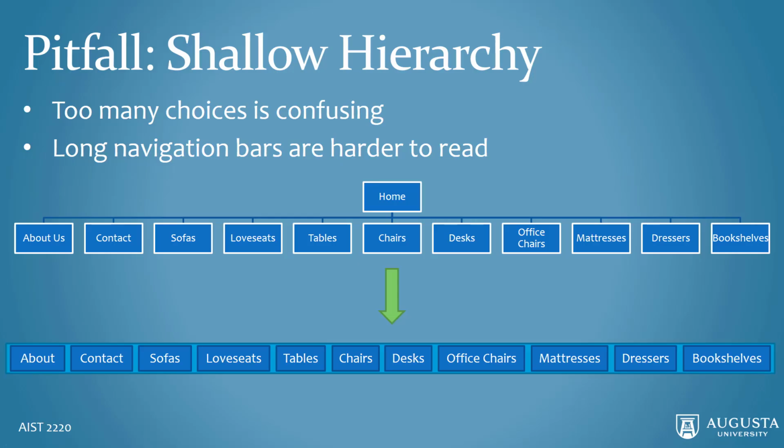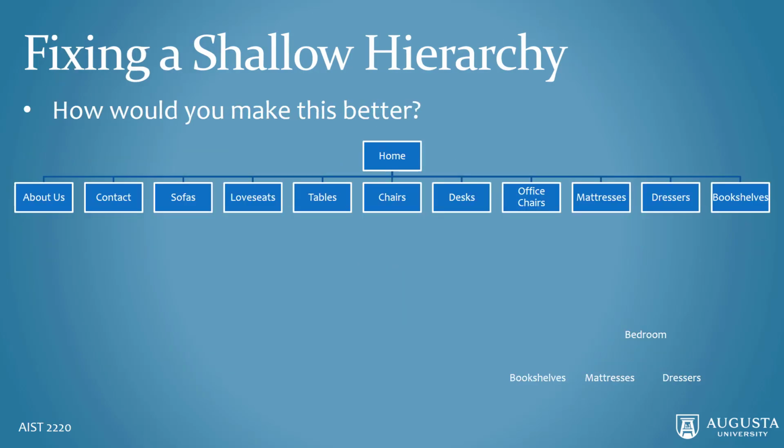This approach can be problematic for two main reasons. First, too many choices can overwhelm users. When users see a long list of options at once, they may feel confused or unsure about where to start. Second, long navigation bars are harder to read and navigate efficiently. Instead of guiding users smoothly, it slows them down and makes it harder to find what they need. To avoid this, it's often better to group related items under broader categories.